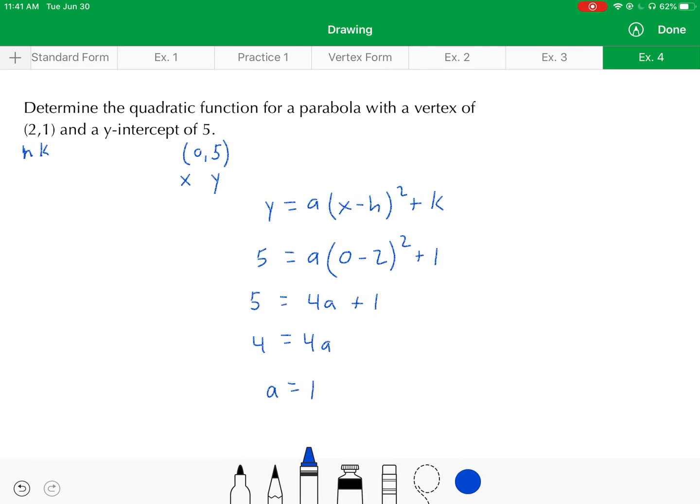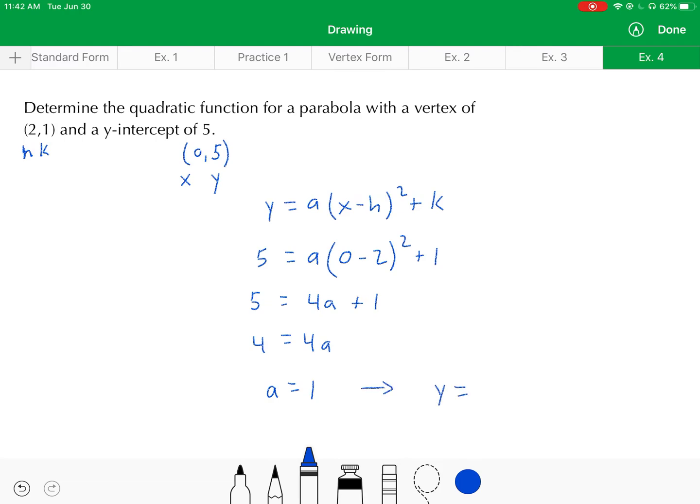And think about a again. A controls a couple things for your parabola. It controls your direction of opening, and it controls the width, because it affects a vertical stretch or compression taking place. So think, based on the givens, if you know your vertex is 2, 1, and you know your y-intercept is 5, those two parameters are defining a set width and direction of opening for the parabola. So we're just using that information to determine what a value is needed to match that width. Okay. Once we have that a value, we can write our equation.